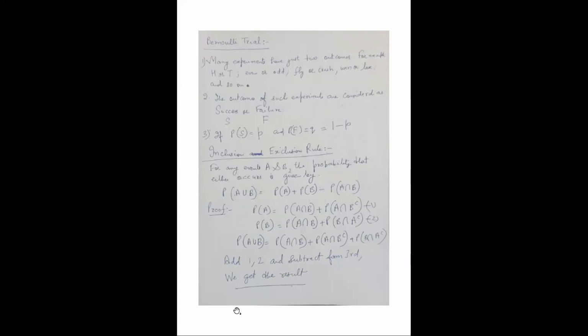So by simple probability rules, we can prove this also, that probability of A union B is given by P(A) plus P(B) minus P(A intersection B) when the events are dependent. When the events are independent, you can say the last term, the third term, will be 0.